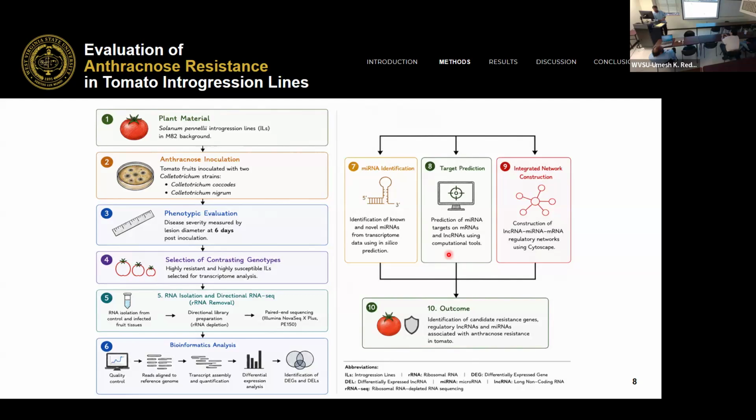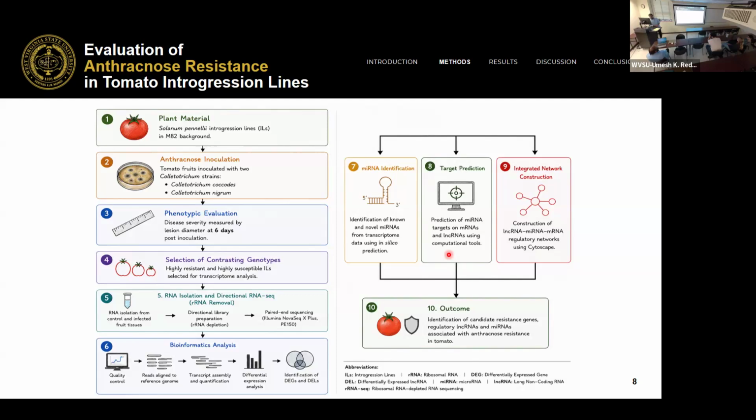After the careful inoculation, which is calibrated to 1,000,000 conidia per ml, the fruits are incubated for 6 days, and then the lesion diameter on the fruits is measured using a caliper. And from that, we selected a few highly resistant and a few highly susceptible lines. And from them, RNA isolation is done.